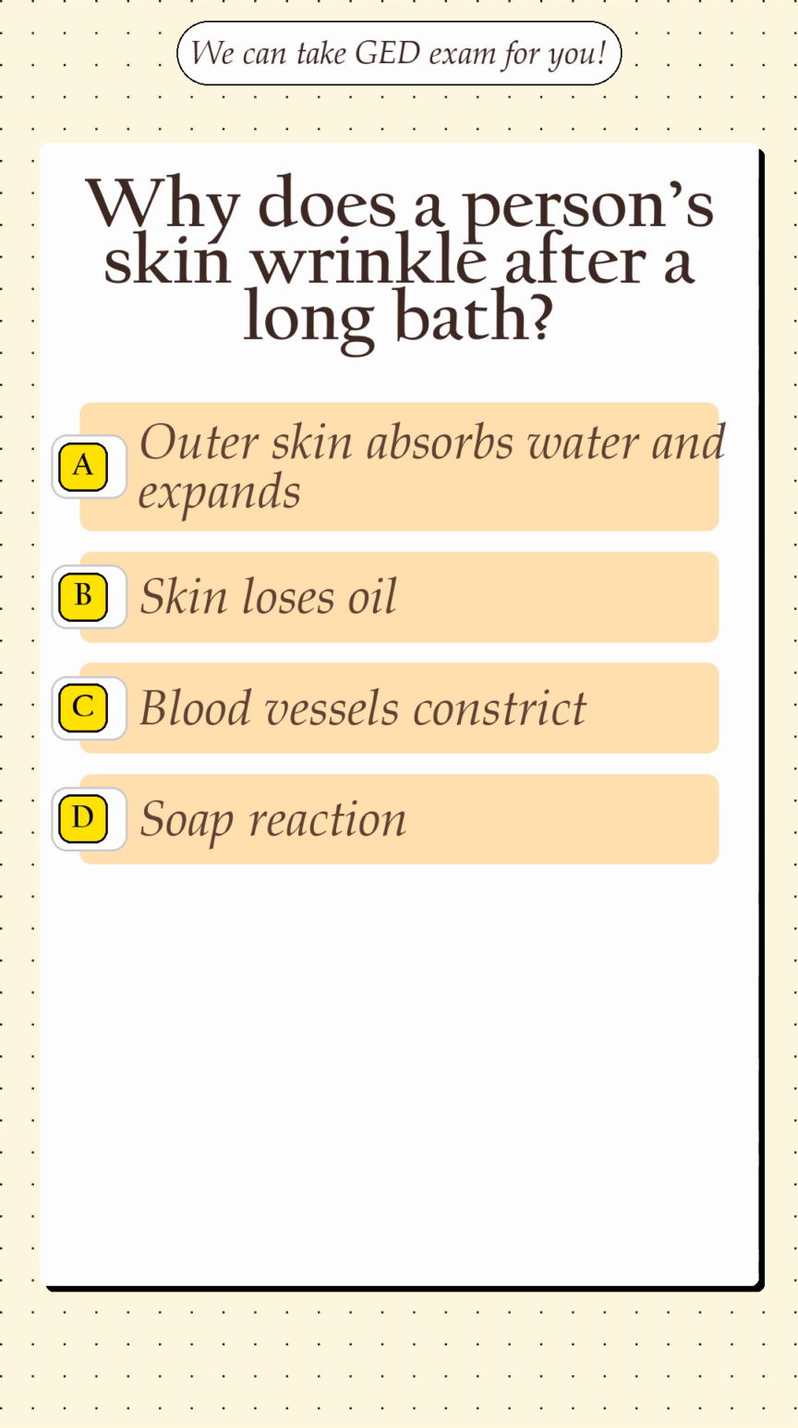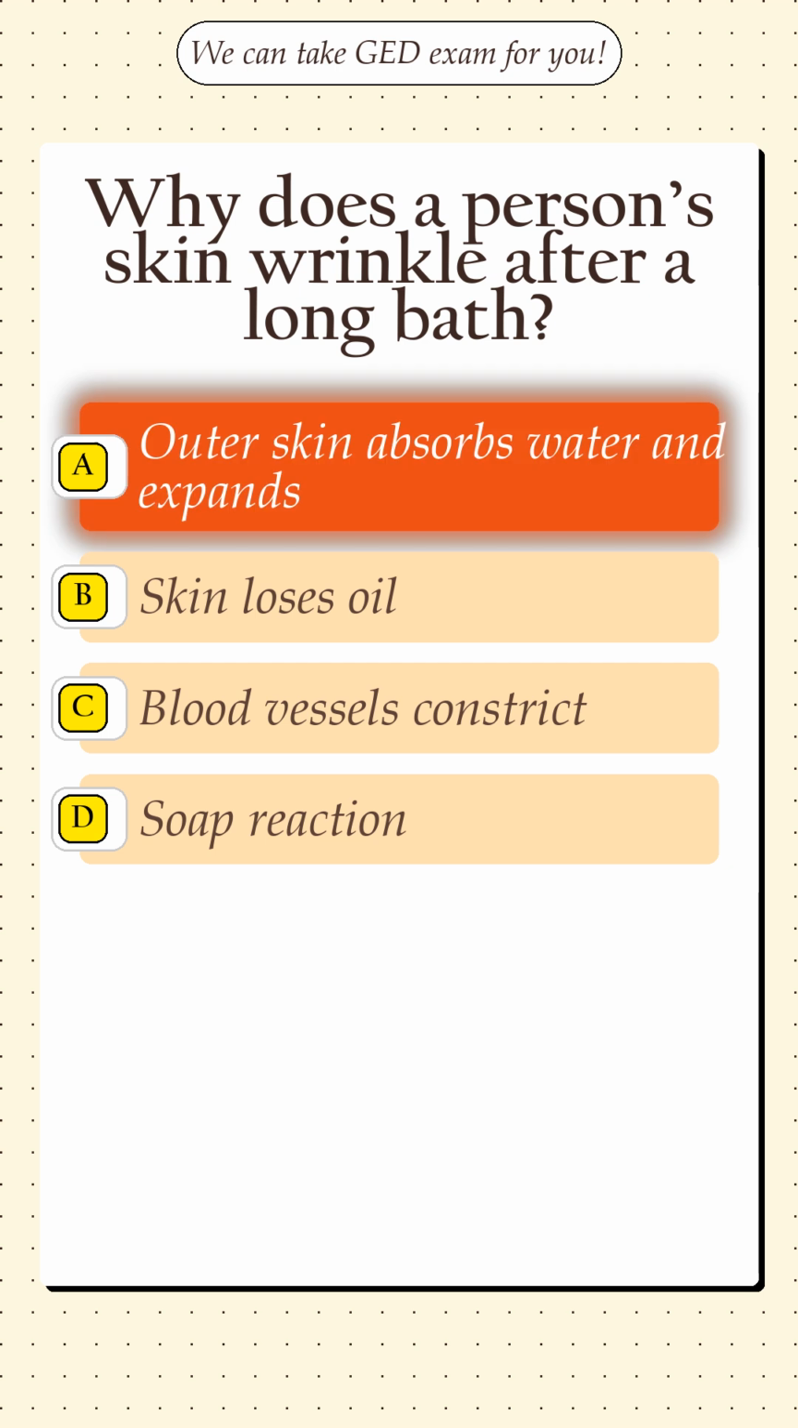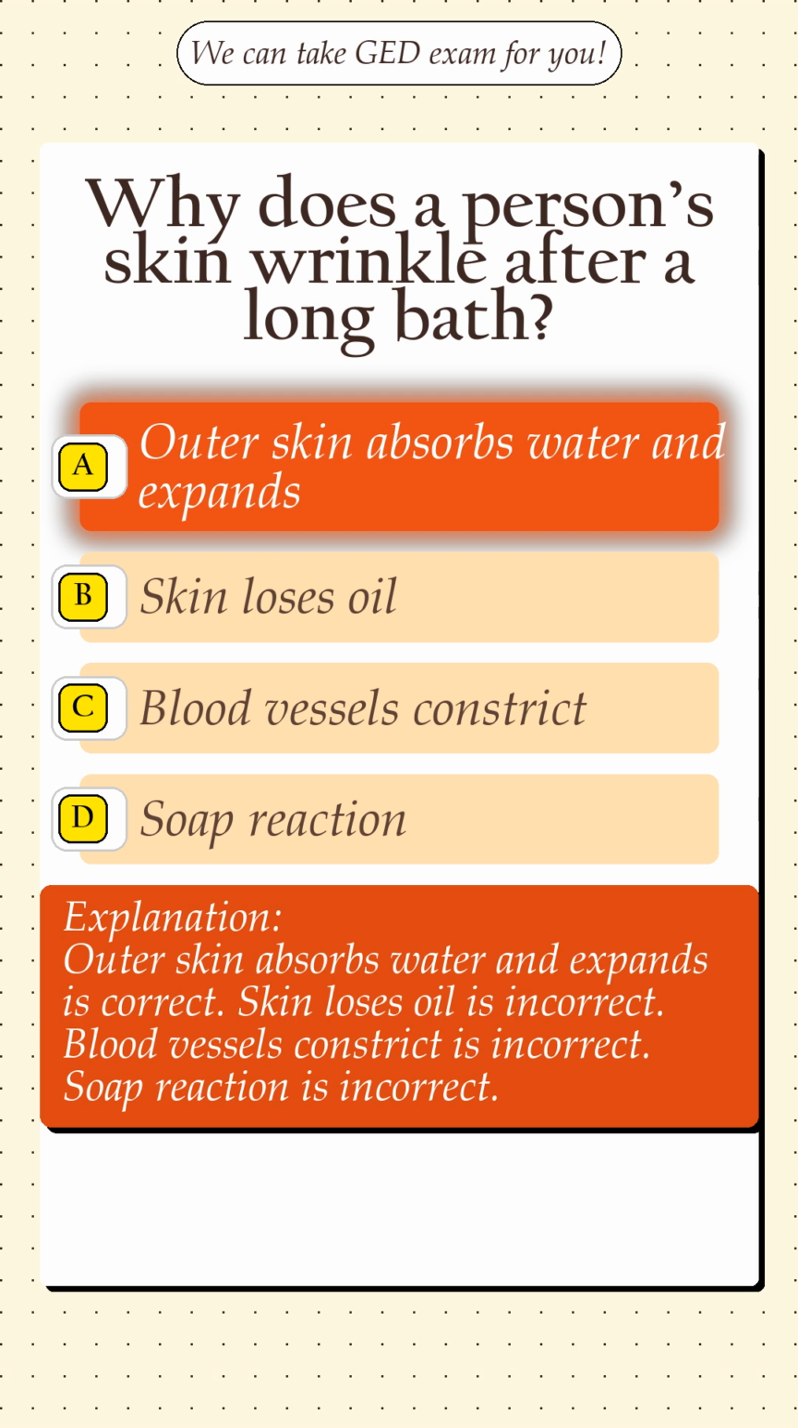Question 2. Why does a person's skin wrinkle after a long bath? Option A, outer skin absorbs water and expands. Option B, skin loses oil. Option C, blood vessels constrict. Option D, soap reaction. The correct answer is option A, outer skin absorbs water and expands. Outer skin absorbs water and expands is correct. Skin loses oil is incorrect. Blood vessels constrict is incorrect. Soap reaction is incorrect.